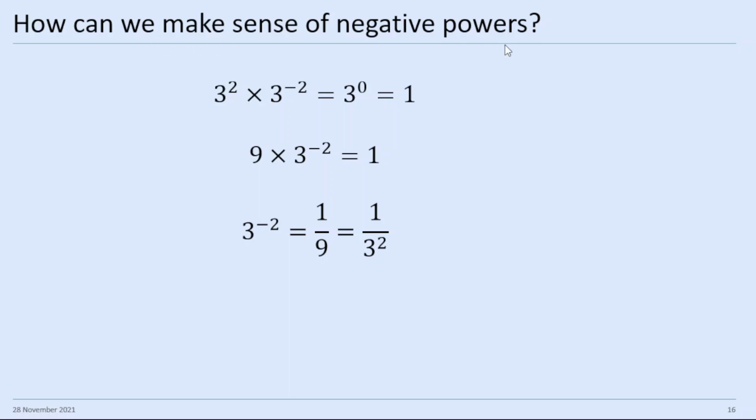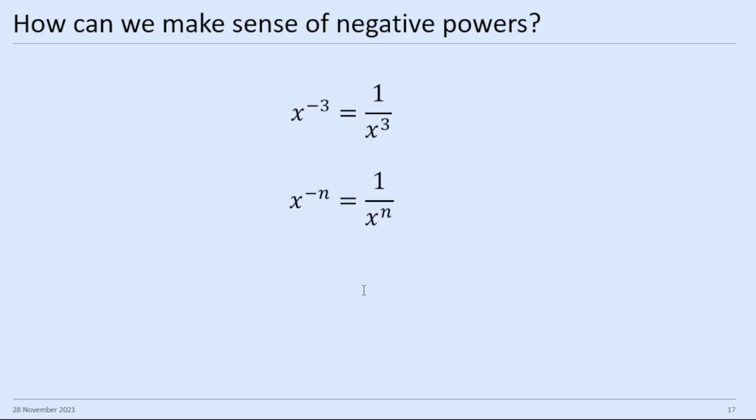How do you make sense of negative powers? Well, 3 to the 2 times 3 to the minus 2, if we use this rule of adding, we get 3 to the 0, which is 1. So what that means is 3 to the 2, which is 9, times 3 to the minus 2 equals 1. And if we divide both sides by 9, that means 3 to the minus 2 equals 1 over 9, 1 over 3 squared. So 3 to the minus 2 is 1 over 3 squared. In general, x to the minus n, where n is any positive number, or actually any fraction, equals 1 over x to the n.